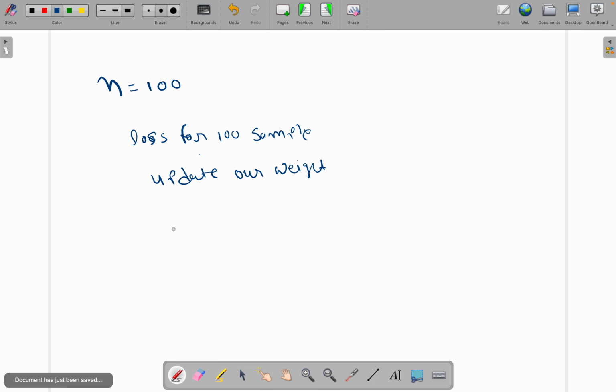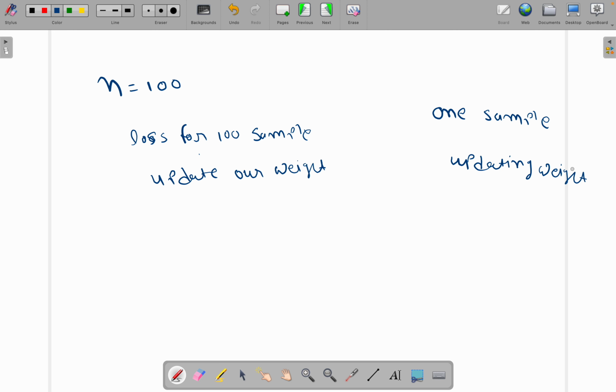But what does stochastic gradient descent do? Let's say I have 100 samples, the same scenario. But in stochastic gradient descent, we will process one sample at a time, right? Let's say I have randomly selected one sample and based on that loss value, I am updating a weight. Alright, so this is a major difference between stochastic gradient descent and gradient descent. We are using all training points to update a weight once in gradient descent. But in stochastic gradient descent, we will use one sample at a time and will update our weight according to that sample's loss value, right?